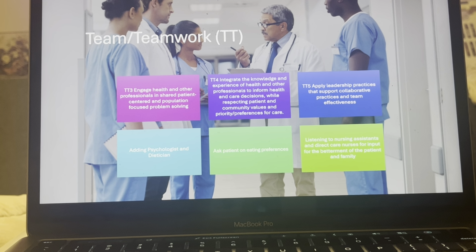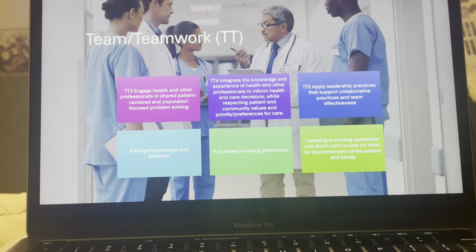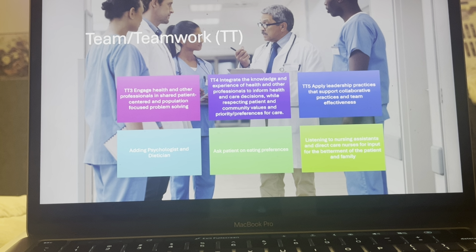TT5, apply leadership practices that support collaborative practice and team effectiveness. We need to listen to everybody, nursing assistants especially, direct care nurses for their input. They're the ones that are with the patients most of the time. They're there for the betterment of the patient and the family, and we spend the most time with them on the floor. The nursing assistants are the unsung heroes in the healthcare team. They are excellent, and patients talk to them the most.